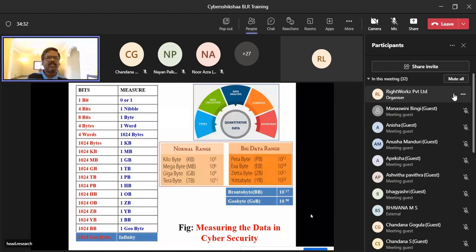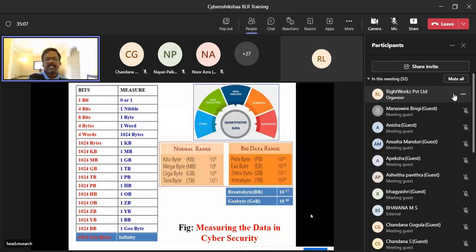1 bit is equal to 0 or 1. 4 bits is equal to 1 nibble. 8 bits is equal to 1 byte. 4 bytes is equal to 1 word. 1024 bytes is equal to 1 kilobyte. 1024 kilobytes is equal to 1 megabyte. After that, gigabytes, terabytes, petabytes, exabytes, zettabytes, yottabytes, protobytes, and finally geobytes. After that, 1024 geobytes is equal to infinity.